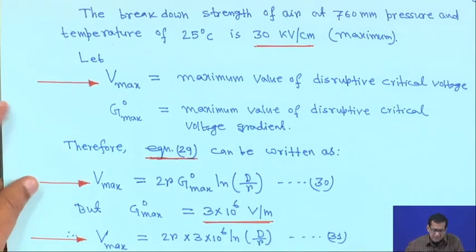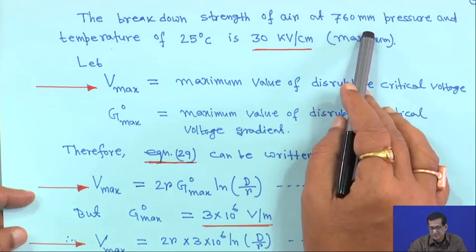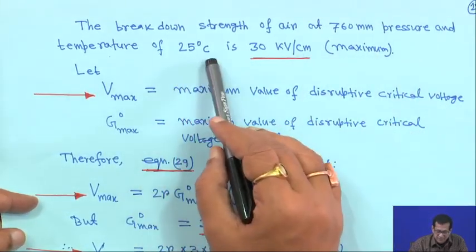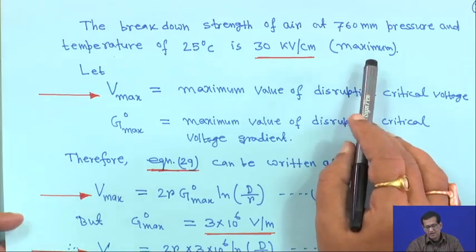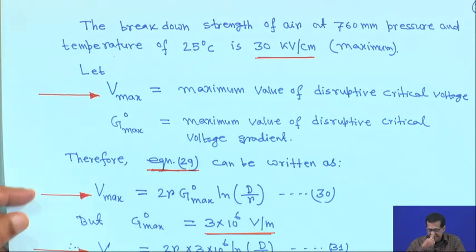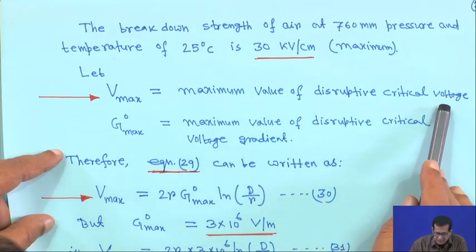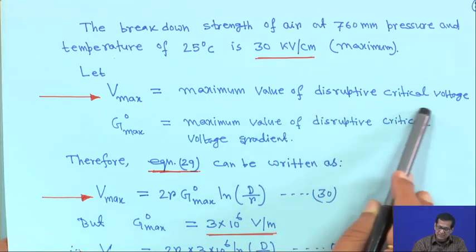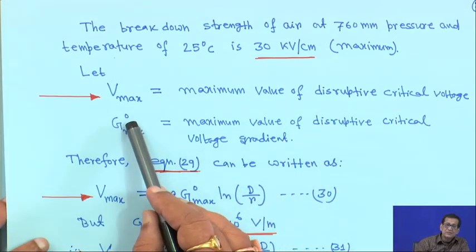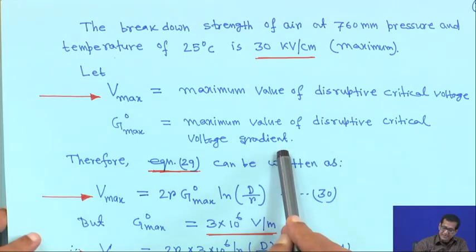So, the breakdown strength of air at atmospheric pressure, that is 760 mm pressure, and temperature of 25 degrees Celsius is 30 kilovolt per centimeter. This is the maximum, the breakdown strength of the air. Now, assume Vmax is the maximum value of the disruptive critical voltage, and Gmax superscript 0 is the maximum value of the disruptive critical voltage gradient.